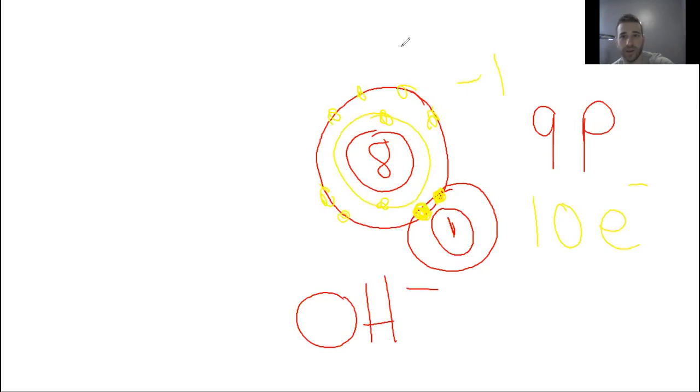Now I've basically removed one electron. I've removed one electron from the outer orbit of the oxygen atom. So now I have 9 protons, 9 electrons.